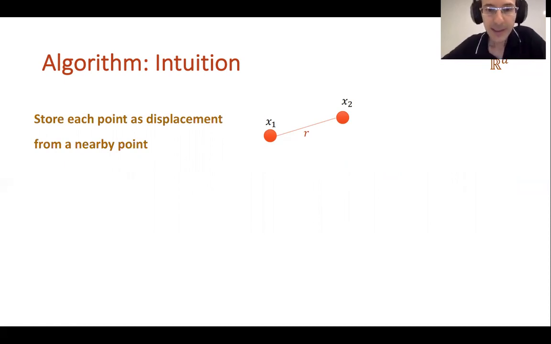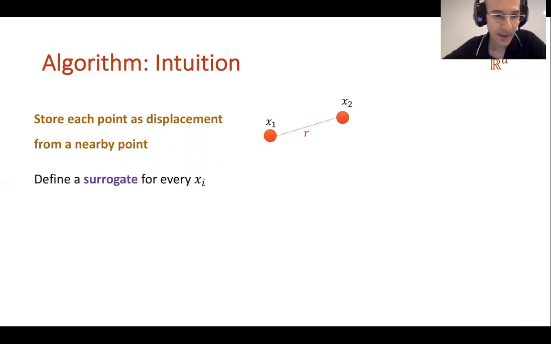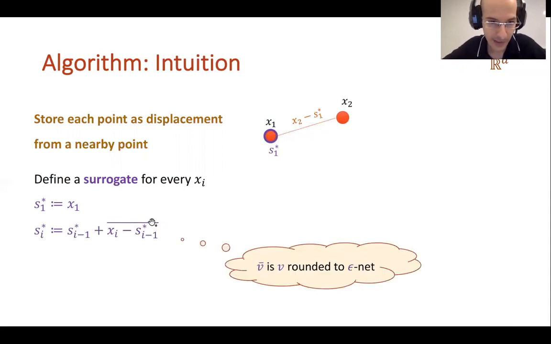So concretely, suppose we have these two points, x1 and y1, and the distance between them is r. We are going to define a surrogate for each point. And the surrogate is going to be a point which is an approximation of the original point, but easier to store. So x1 is just going to be its own surrogate. And to define the surrogate of x2, I'm going to compute the displacement, the difference from x2 to the previous point, x1. I'm going to round it with an epsilon net, and I'm going to add it back to the previous surrogate to get the new surrogate. So S2 is the surrogate of X2.